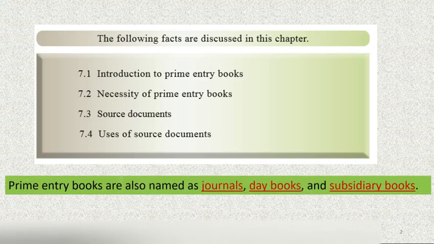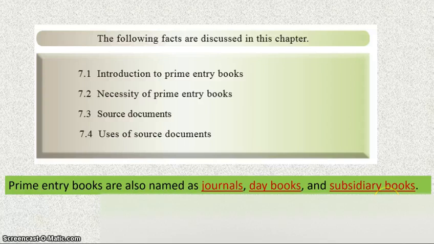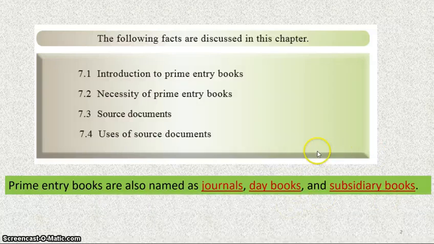So Primementary books can also be called journals, day books, or subsidiary books. Okay, so these are the other terms for Primementary books. So remember these: journals, day books, subsidiary books.